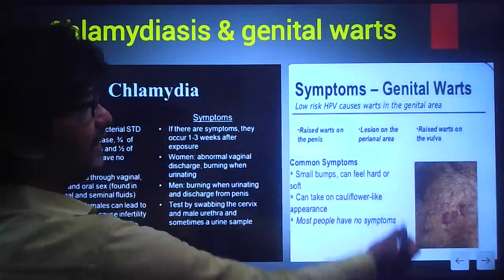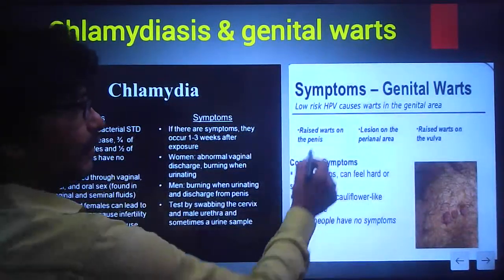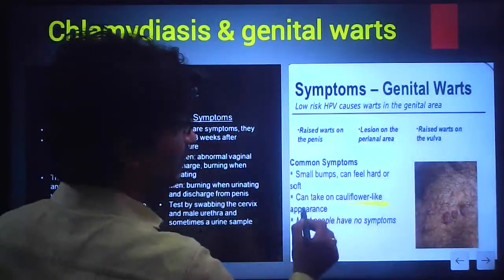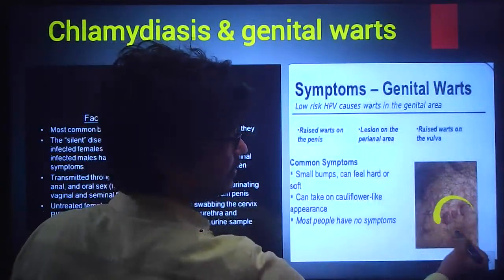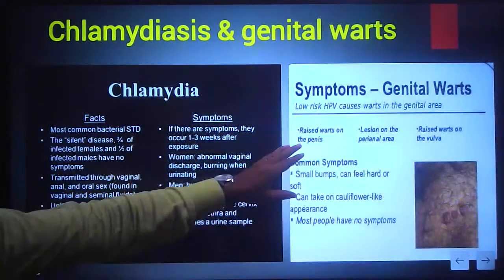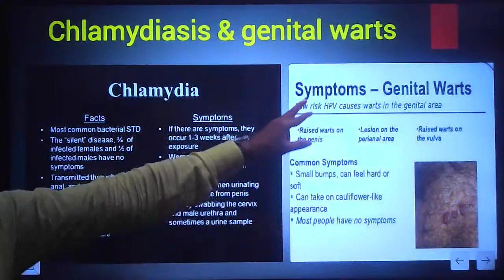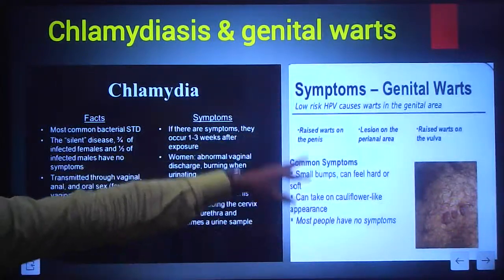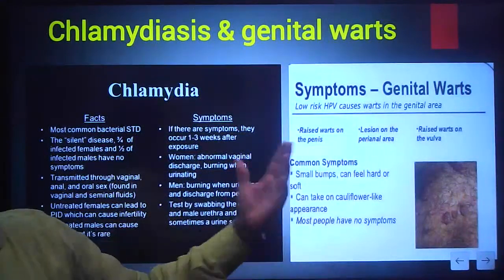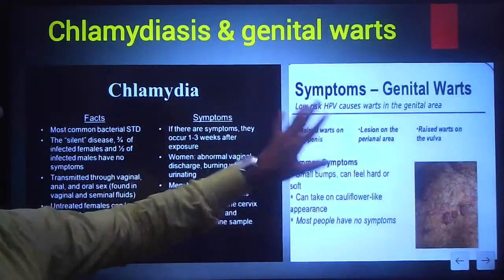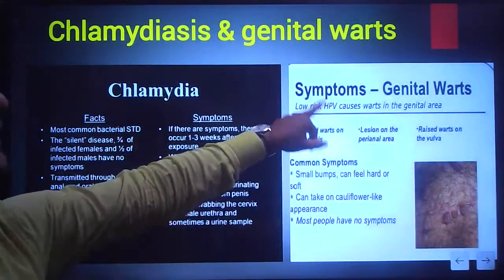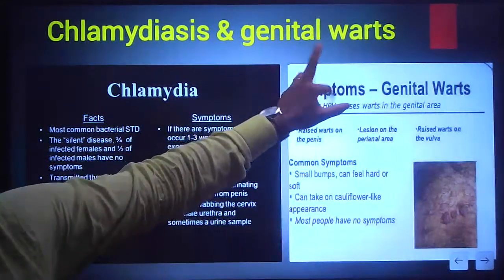Then genital warts. Genital warts we could see as small bumps that can feel hard or soft, and can take on a cauliflower-like appearance. On the skin, it will look like a small cauliflower, you get it. Most people will not get symptoms with this HPV, that is genital warts. Sometimes symptoms are absent, but if present they can be diagnosed and it is curable. Chlamydia is curable and this is also curable, but genital wart is a viral infection.